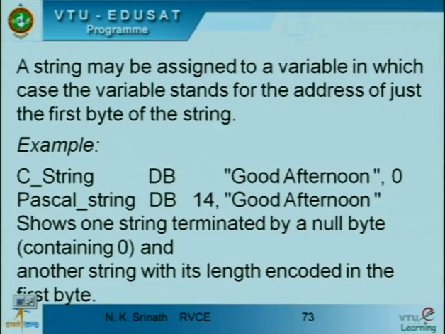Say for example, C string DB "good afternoon",0 and Pascal string 14,"good afternoon" show one string terminated by a null byte 0, and another string with its length encoded in the first byte. 14 in the beginning says that there are 14 characters following it, which are ASCII equivalent values, which is nothing but good afternoon.